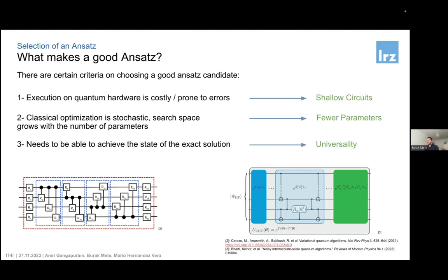And for the NISQ era, feasibility generally means that the ansatz should be shallow enough so that it is more resilient to noise and also decoherence effects. And second of all, since VQE is essentially a hybrid algorithm, the classical part of it is also not very optimal. The optimizers usually depend on some heuristics, and when there are many parameters involved in the search problem, the computational need for the optimizer also grows large. So it is better to characterize your solution with as few parameters as possible in your ansatz. It is also important that if such an optimal solution exists, your ansatz should be able to reach that state. So the circuit should be universal in that sense. We can go to the next slide.